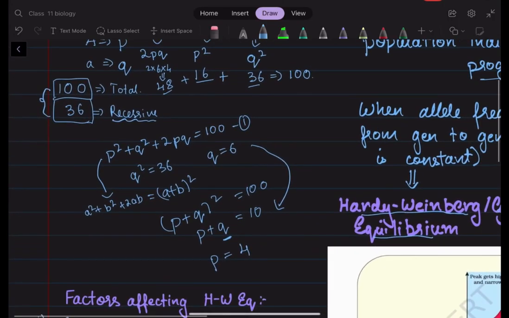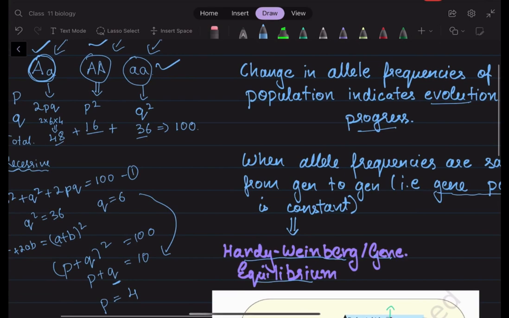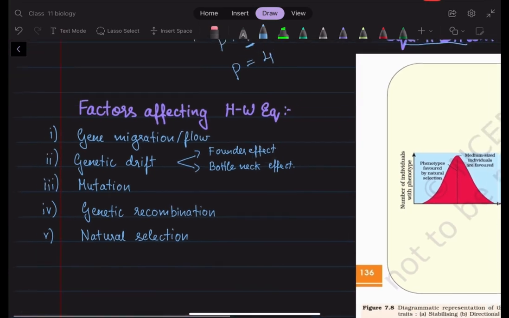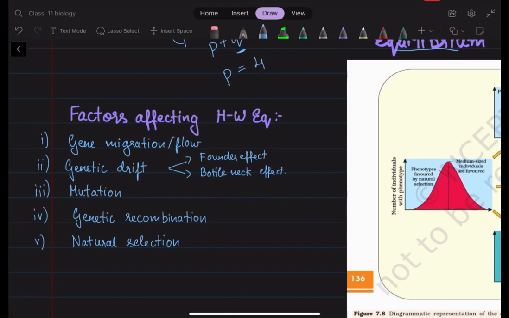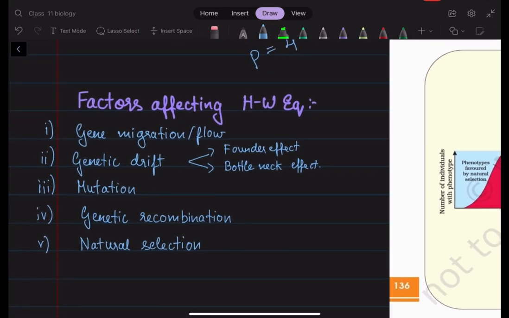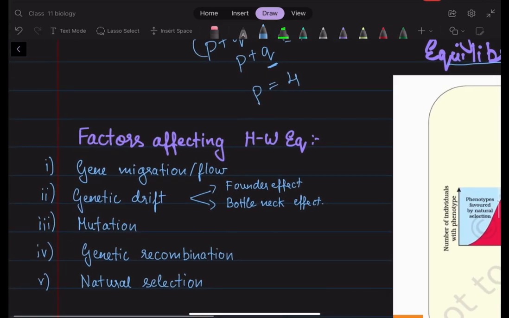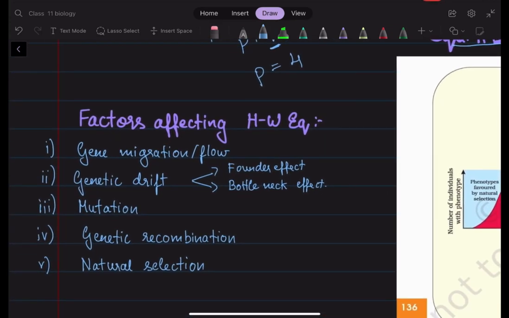So there must be multiple things that affect these allele frequency. So let us find out. So we have five main things. First, we have gene migration or gene flow. What is gene migration or gene flow? Gene migration or gene flow means that new characters, new genes are either being introduced to the population or they are being removed from the population. So that is called gene migration. And if this happens more than once and continuously, we can call it gene flow.